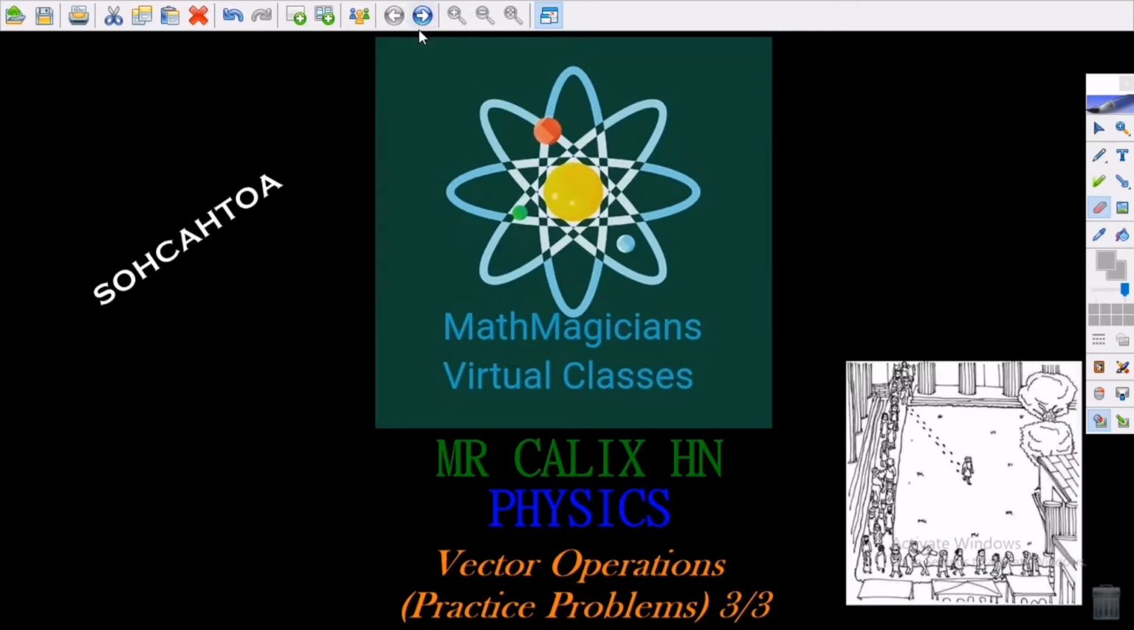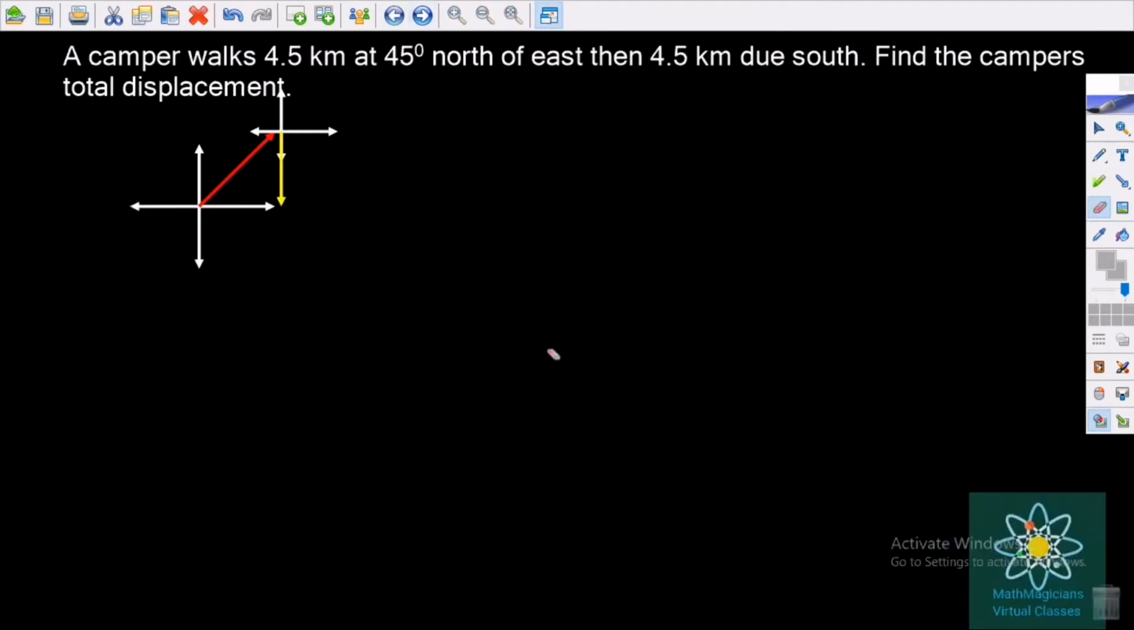The first exercise says, the camper walks 4.5 kilometers at 45 degrees north of east. As you can see, your vector is the red vector. And then 4.5 kilometers due south, as you can see, your vector is the yellow vector. Find the camper's total displacement. The drawing was made because of time, but as you can see, you have an axis for the first component and a second axis from where you left off for the second component.